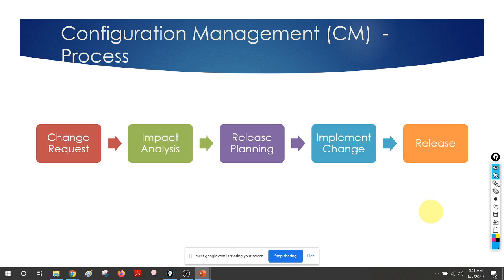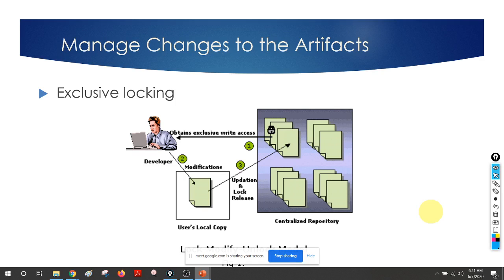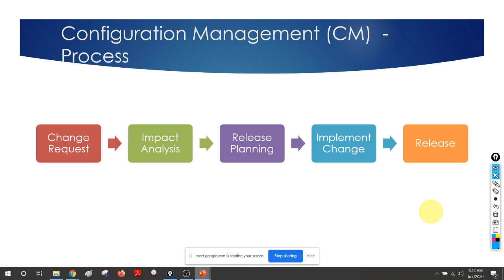Okay, so likewise, then we have to do the release. When it comes to managing changes, that is from the management side, how to work with the plan and those things.